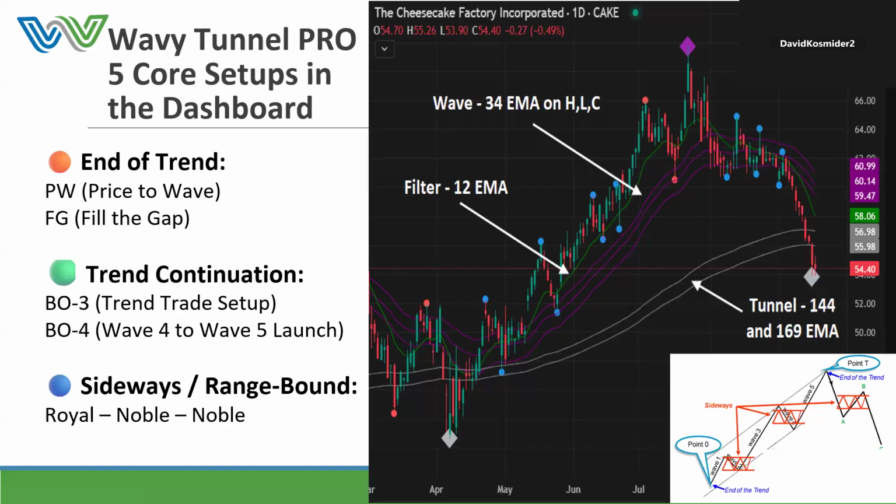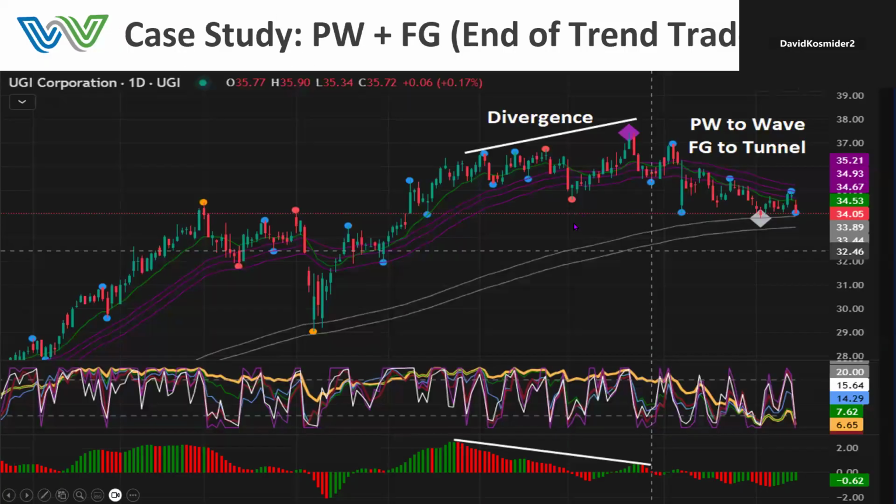So instead of guessing where you are in the cycle, the Wavy Tunnel Pro gives you a roadmap: PW and fill the gap for the end of trend trades, breakout 3 and breakout 4 for continuation, and Royal Noble for sideways. And you can see this on your own. Okay, I've given you the moving averages. So let's look at some examples.